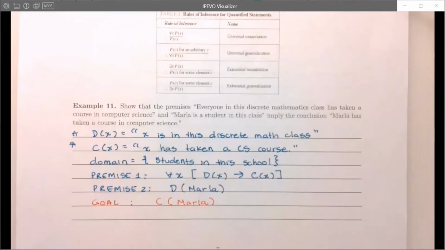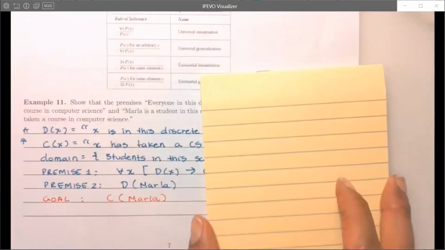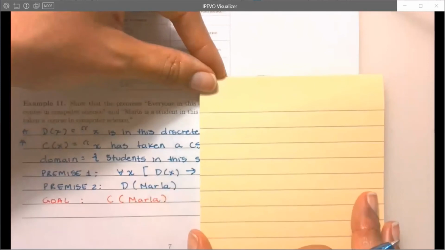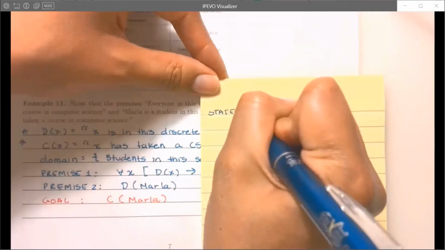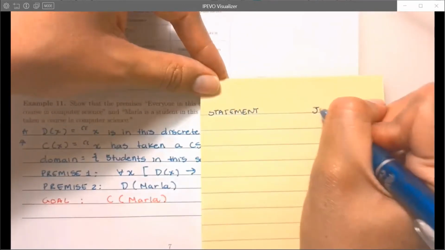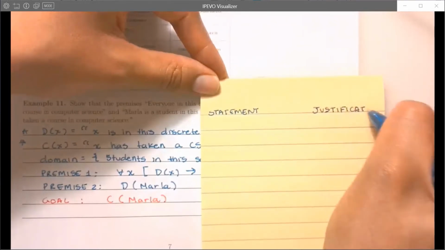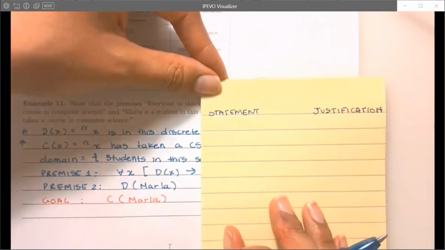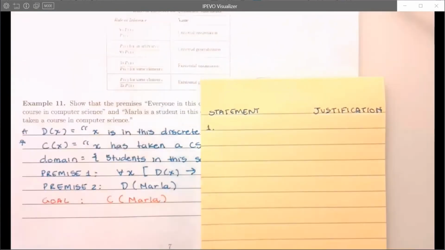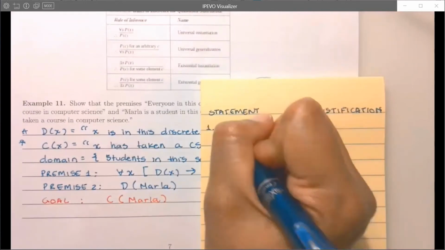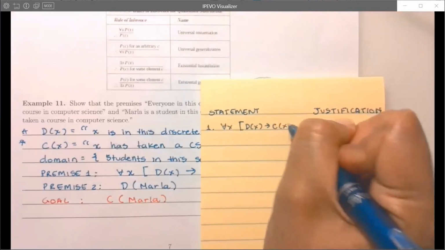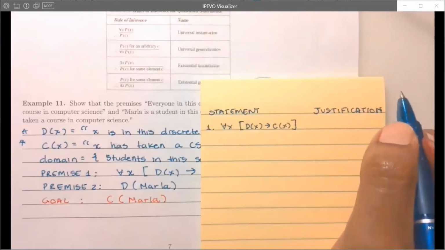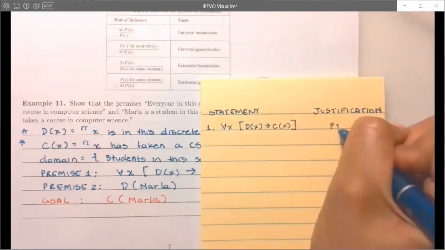Alright, so we're going to build the argument, and unfortunately I've run out of space, so I'm going to include the rest on a sticky note. Again, I'll have 2 columns, one for the statements, the other one for the justifications. For our first statement, I'll simply write what the premise is. For all x, D of x implies C of x. So if they're in the discrete math course, then they've taken a computer science course. And this is premise 1, which I'll write as P1.